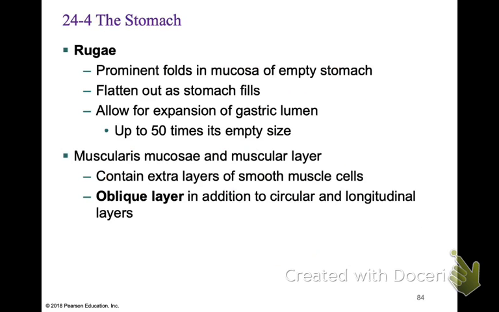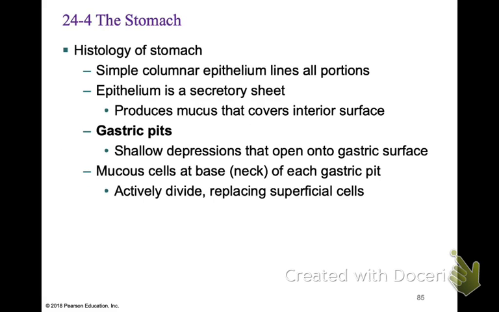So rugae are the folds, just like the esophagus has folds. The rugae fold to allow, it increases the surface area so that it allows for stretching to occur. And our extra muscle layer is called the oblique layer. And again, it's mostly in the body of the stomach.